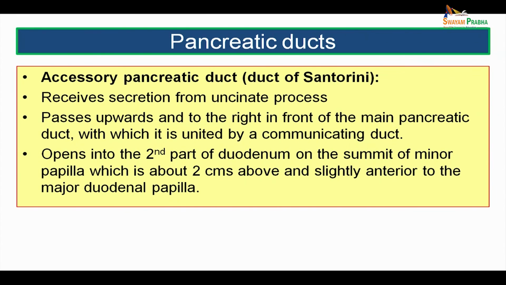The accessory pancreatic duct, also known as the duct of Santorini, receives secretion from the uncinate process, passes upwards and to the right in front of the main pancreatic duct, with which it is united by a communicating duct. This accessory pancreatic duct opens into the second part of duodenum on the summit of the minor duodenal papilla, which is about 2 centimeters above and slightly anterior to the major duodenal papilla.